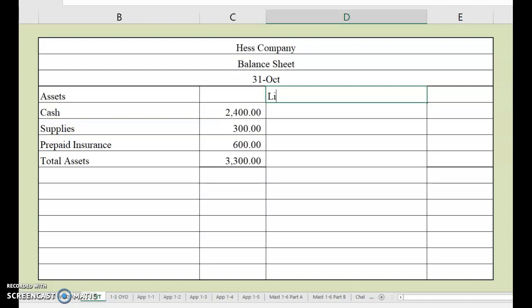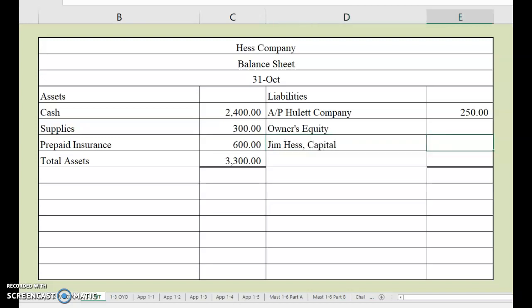Next, on the right side are liabilities. We have one, accounts payable, Hullet Company. Their balance is $250. Then we have owner's equity. And we have Jim Hess Capital. Jim Hess Capital is valued at $3,050. So on this line we have total liabilities and owner's equity.